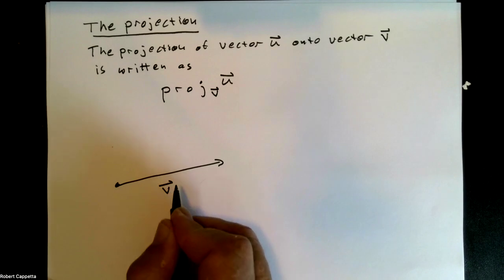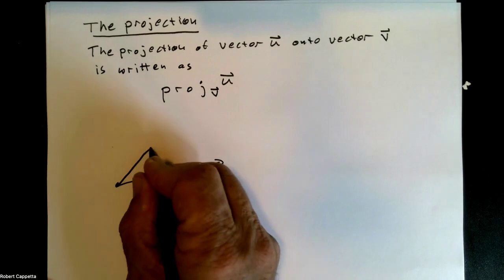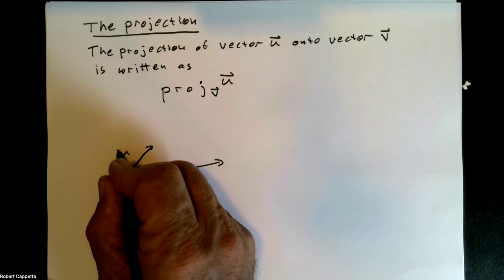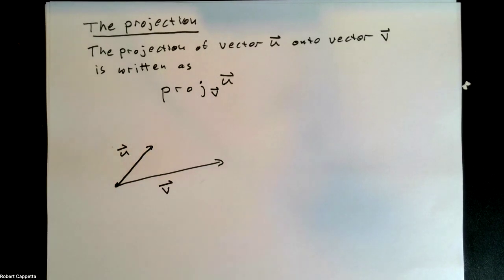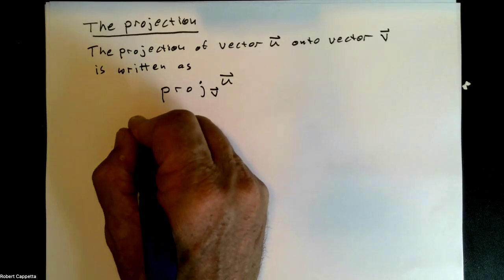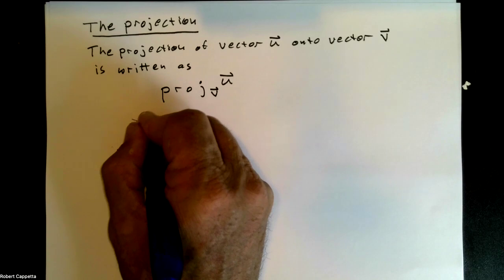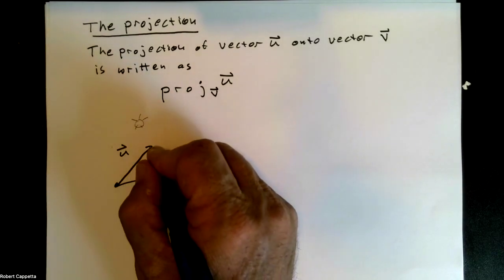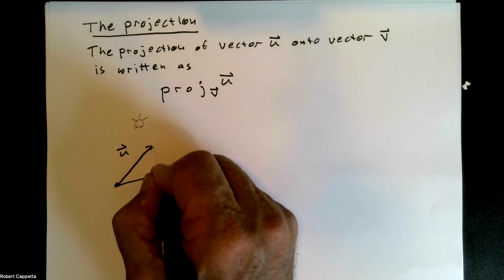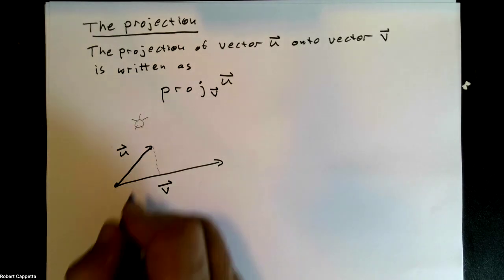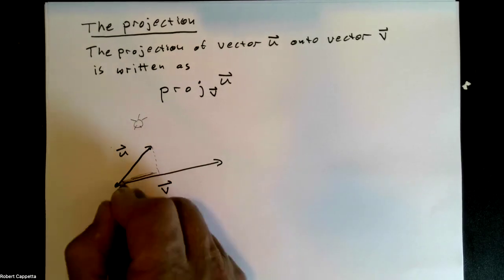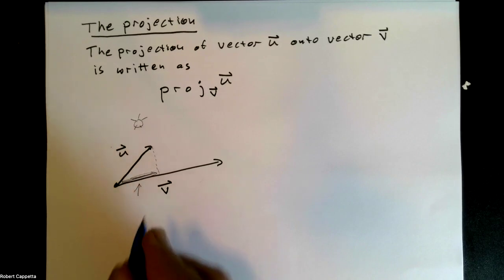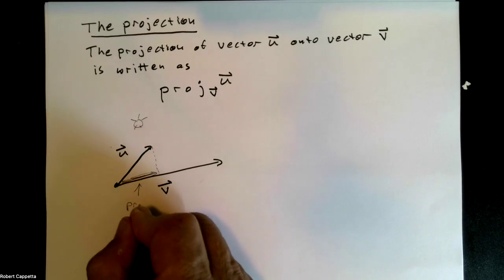Let's say this is vector v, and this is vector u. We want to construct the projection of u onto v. The metaphor I like to think about is a shadow. We envision the sun shining so it casts a shadow that's perpendicular. What we get here is this piece right here, and that piece is the projection of u onto v.